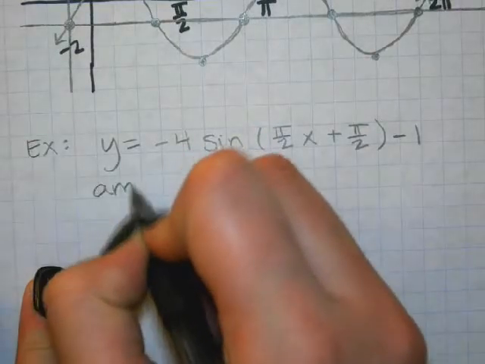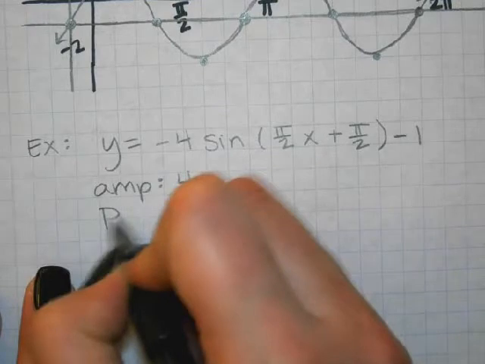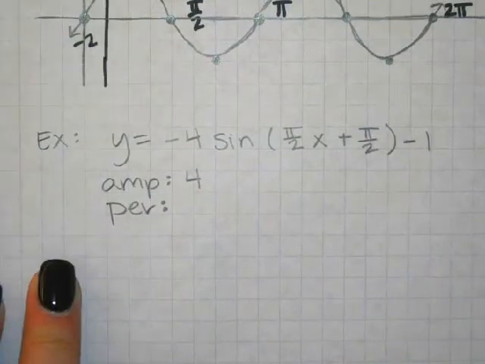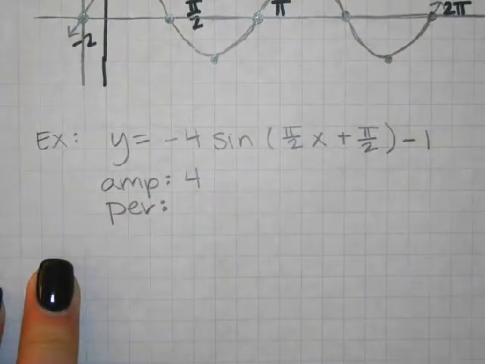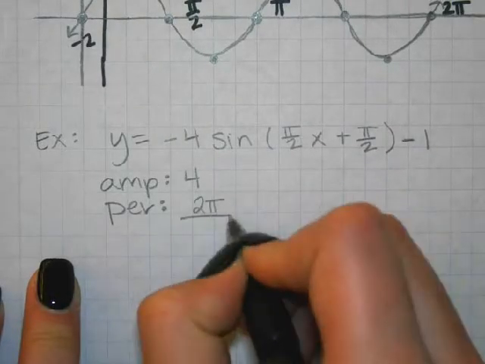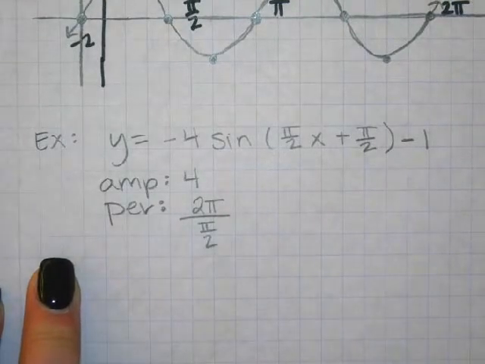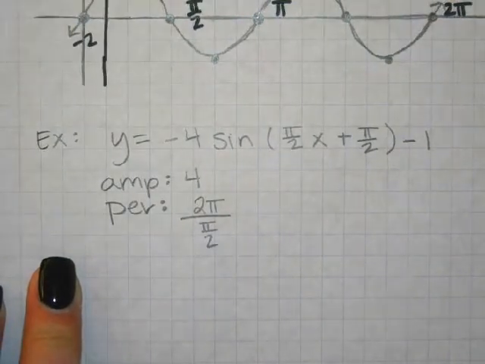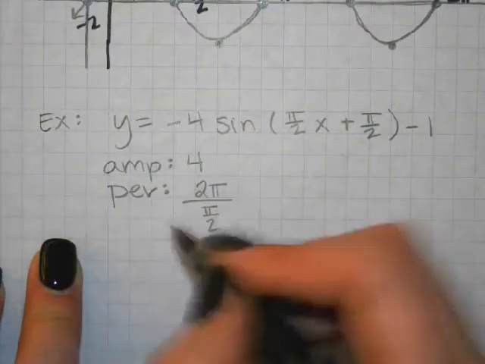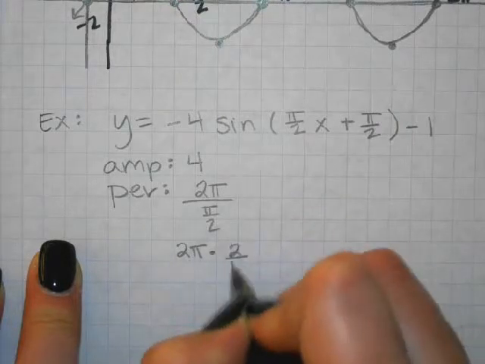All right, so the amplitude is 4. The period you're going to have to think about for a second because it's kind of weird on this one. So how do we calculate the period? 2 pi divided by pi over 2. So we're going to do keep it, change it, flip it. So 2 pi times 2 over pi.